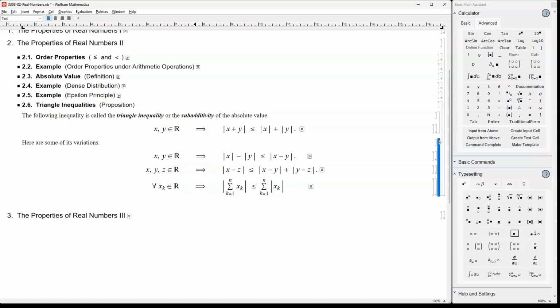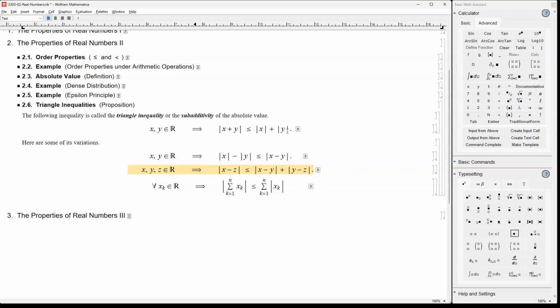Let's consider some variations of those. Let's see. Here, in place of just x plus y, we can consider x, y, z to get this. And then here's another variation. Flip subtraction to the other side, then you're going to get addition. And then finally, applying this inductively to any sum so that absolute value of sum is less than or equal to sum of the absolute values. They all come from here.